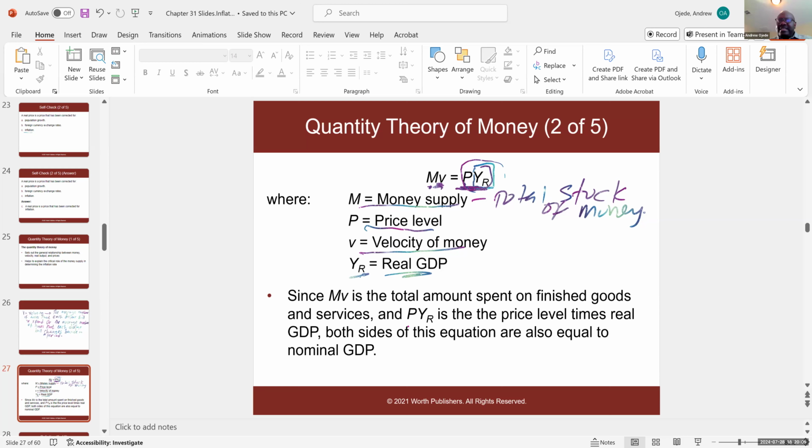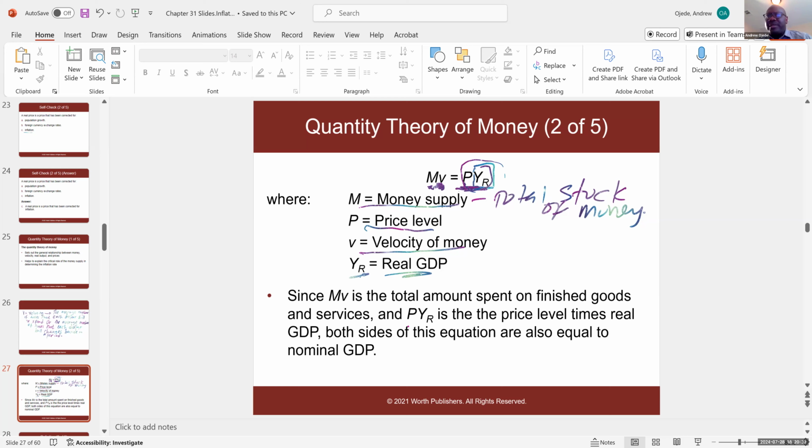So the key idea is that this identity should be true by definition. If V is the average number of times that each dollar bill is changing hands, and I multiply that by the total stock of dollars that exists in the economy, that should be equivalent to the value of goods and services that we are using our dollars to purchase in the economy.